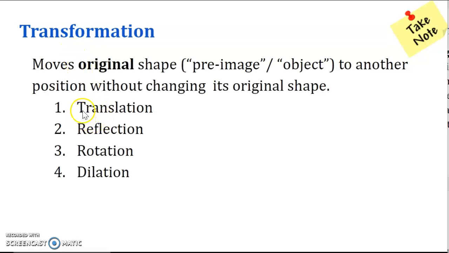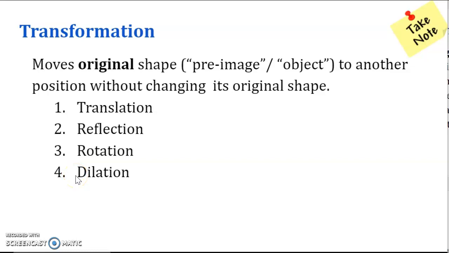Okay, so there are four types of transformation. The first one is translation. That's where you shift. There's a reflection. That's when you flip the image. And rotation, that's when you turn the image. Dilation is shrinking or stretching. Okay, dilation we're not going to do too much work on.